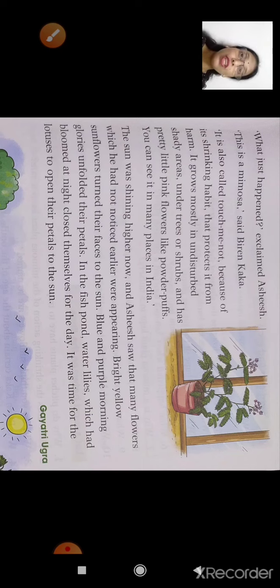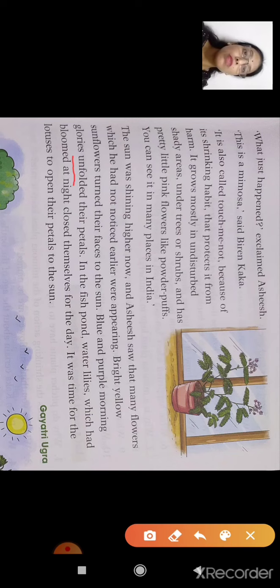Now next what did he see? Blue and purple morning glories unfolded their petals. Now this is the name of the flower, morning glory. Blue and purple morning glories unfolded their petals. Unfolded means, can you see this word unfolded? It means to open up. Yes, they just opened up their petals.